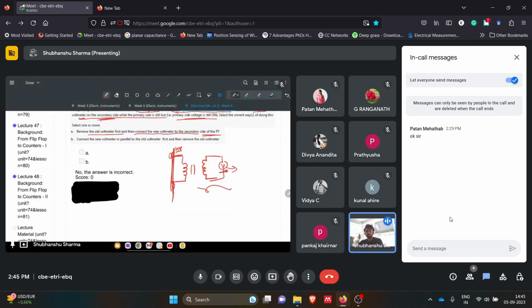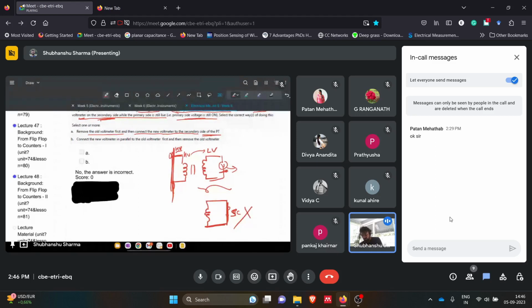Now before going to the options, we should keep this in mind. In case of a potential transformer, the secondary side should never be short circuited. Sorry, I said open circuit, but it should never be short circuited. Why? What happens if we short circuit this? A potential transformer transfers high voltage to the low voltage side. It is a step down voltage transformer.